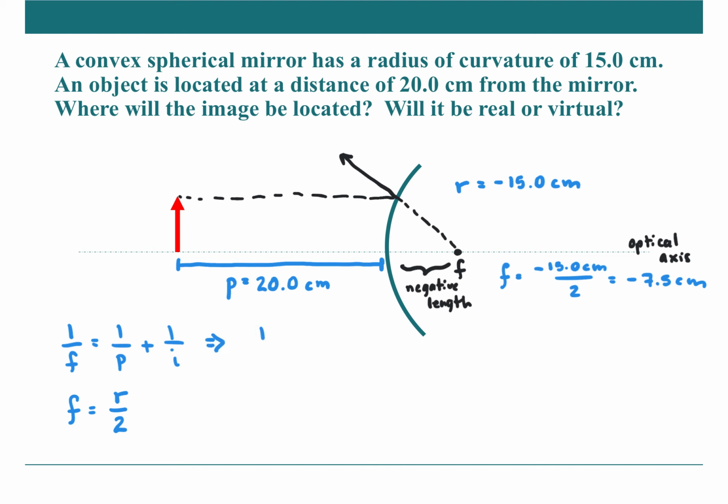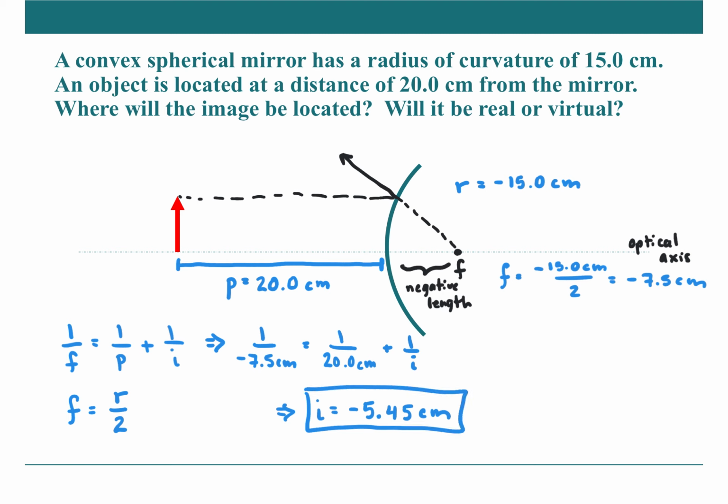From this equation, 1 over our focal length of negative 7.5 centimeters is equal to 1 over our object's distance, a positive 20 centimeters, plus 1 over our image's distance. When we solve for 1 over i and then take the multiplicative inverse of the result, we get a value for our image's distance from the mirror of negative 5.45 centimeters.